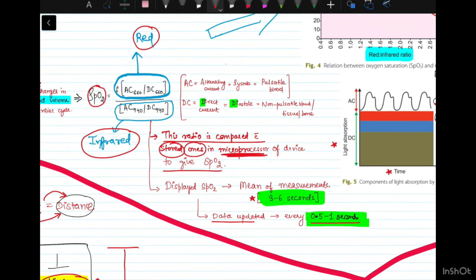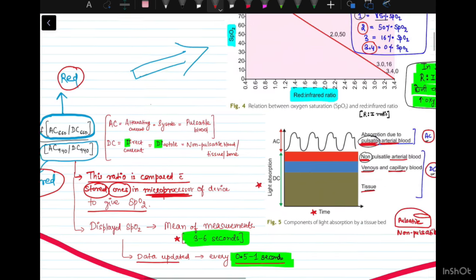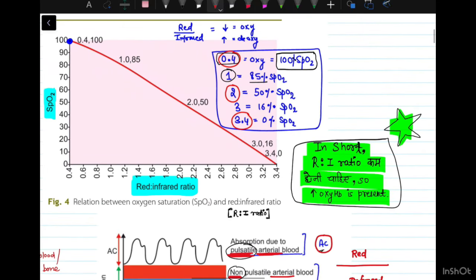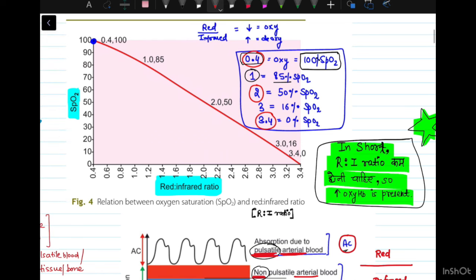This formula and this AC and DC component tells you about the plethysmography, the pulsatile divided by the non-pulsatile component for each of the lights. There is one more curve, the same value, which is the R, red divided by the infrared.